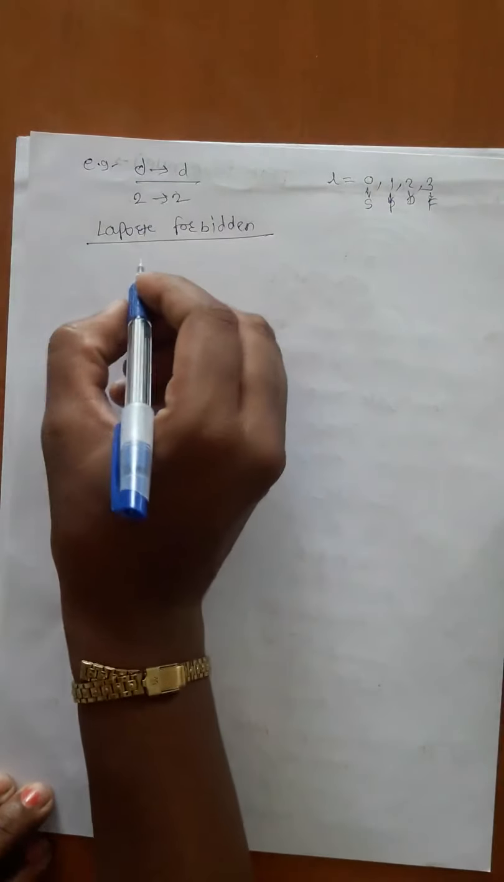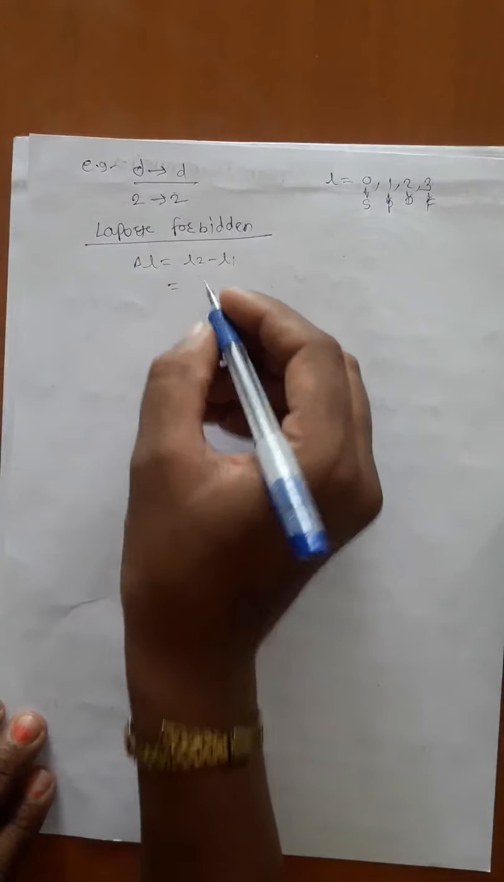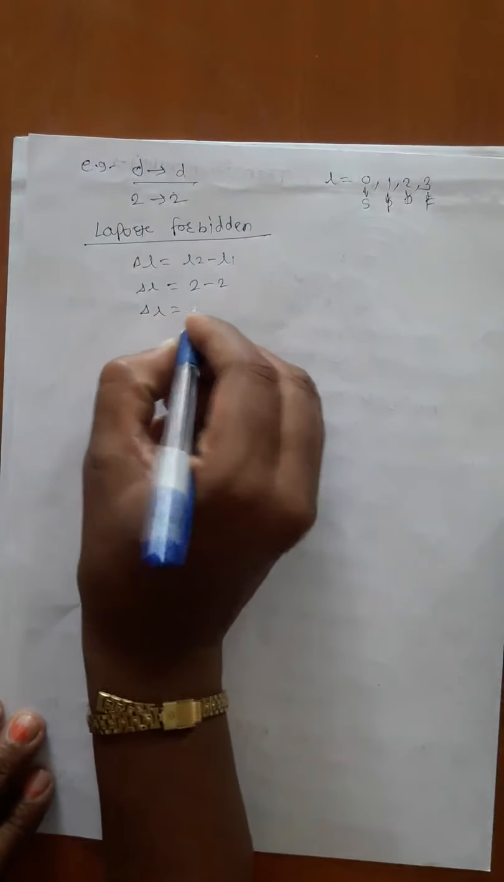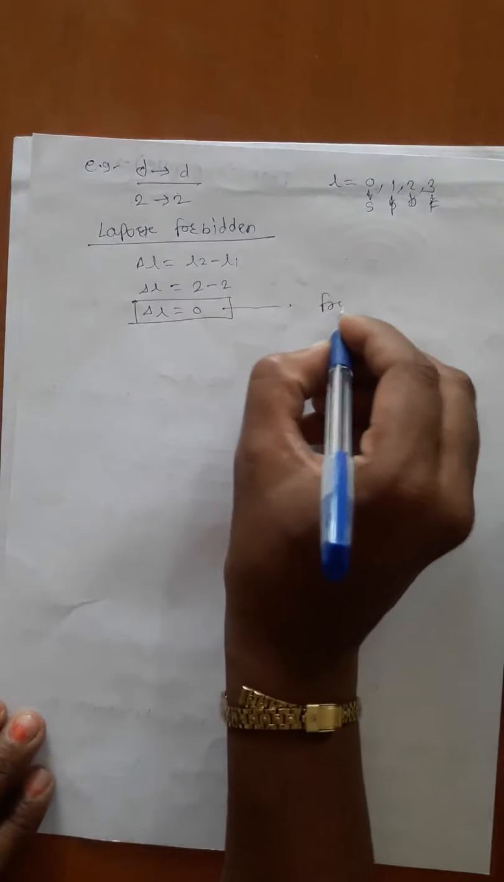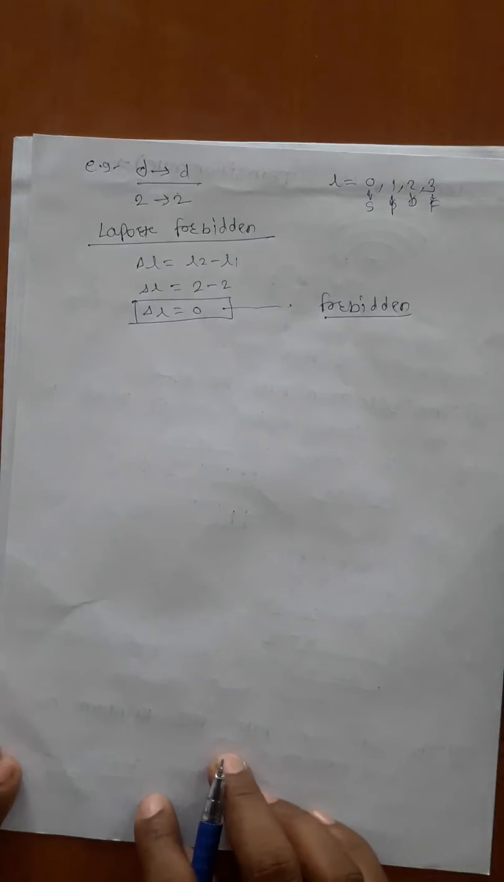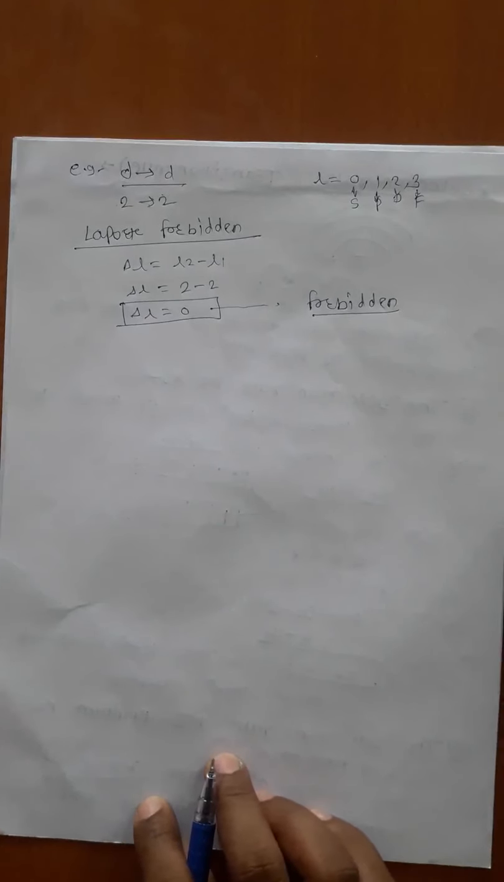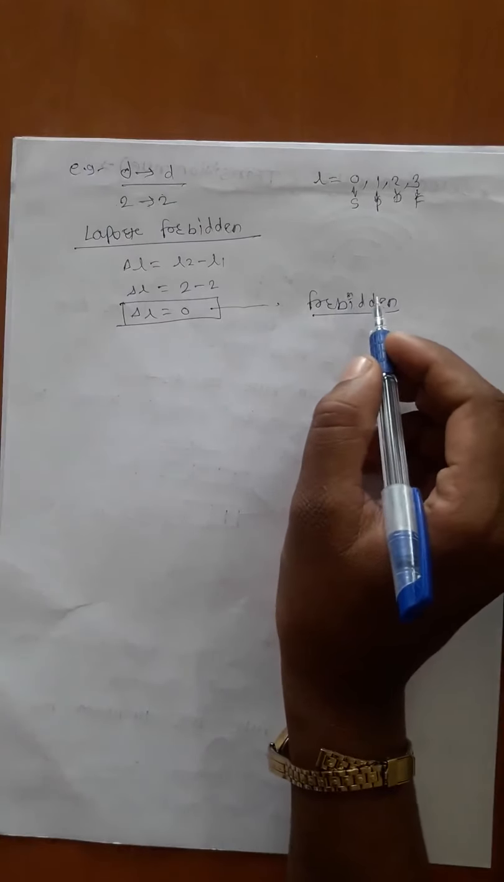If we take delta L is equal to L2 minus L1, that is 2 minus 2, then delta L is equal to 0. If delta L is equal to 0, this transition is forbidden. Now we have to see in what case the transition is allowed for the value of L, or n theta.